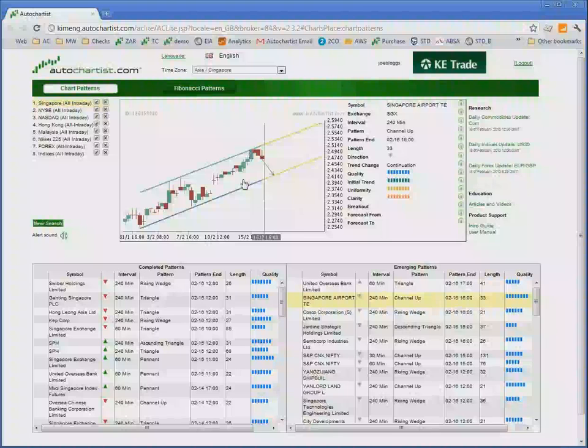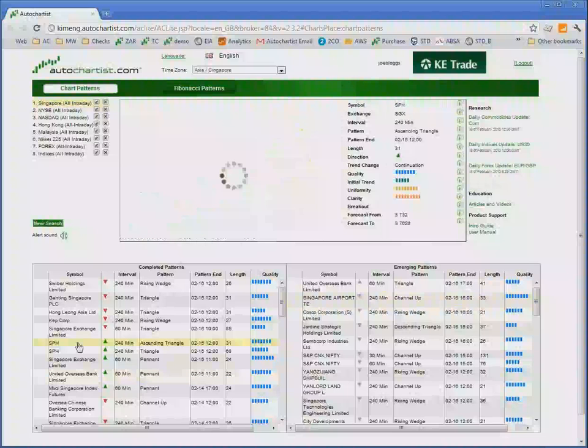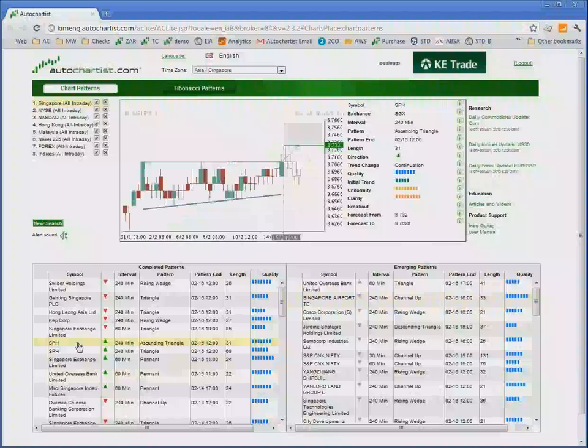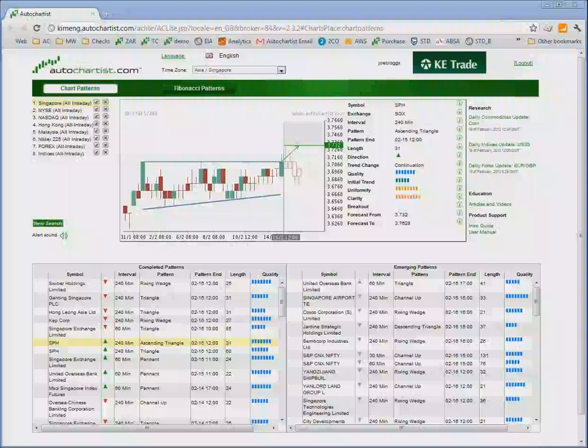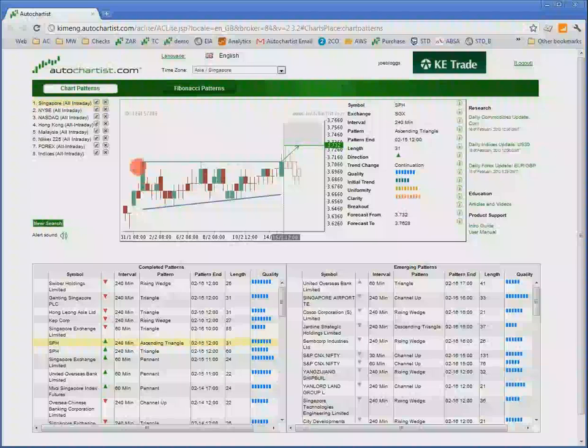We've got another question here from Carol again. How is it possible that for SPH there are two patterns completed at the same time? Let's quickly look at them, Carol, shall we? One of the things that you need to note is this column here called length. The length of a pattern is a number that describes how many candles there are over which the pattern is formed. In other words, if I count them, there should be 31 candles from the start of this pattern to the end. So it's a pattern of length 31.